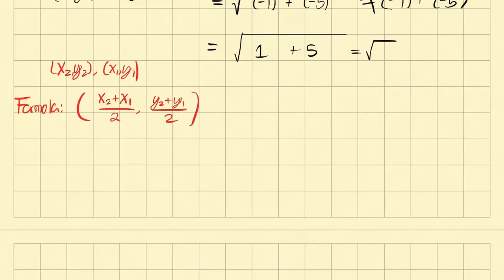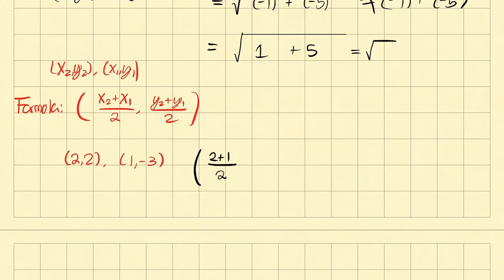So let's find the midpoint between the original 2 points that we had. So here's 2 comma 2 and 1 comma negative 3. These were the 2 points that we had. Let's just plug it in. So the midpoint is going to be the x values added together divided by 2.